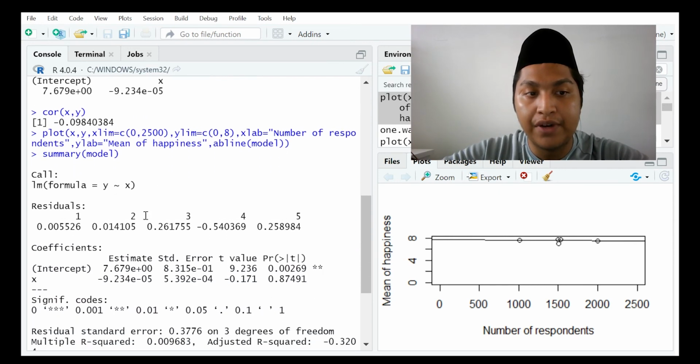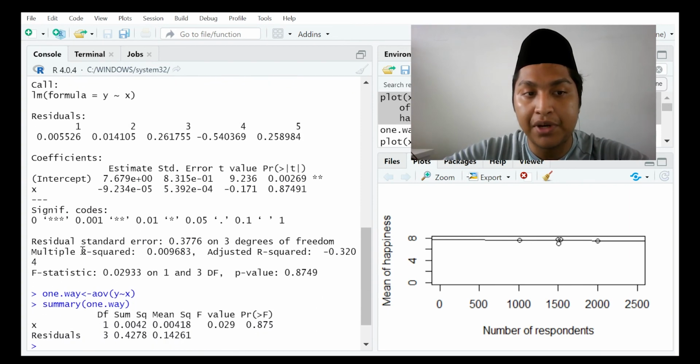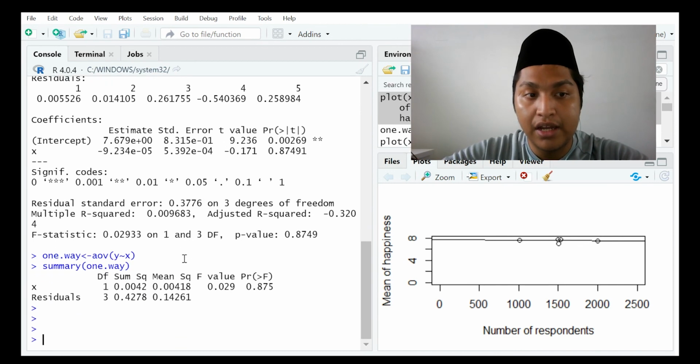And then over here, we also have the multiple R squared and adjusted R squared, which are used to determine the linear relationship. And then last but not least, I will also add on the ANOVA test. This part is the code for the ANOVA test, and here is our critical value for the ANOVA test.